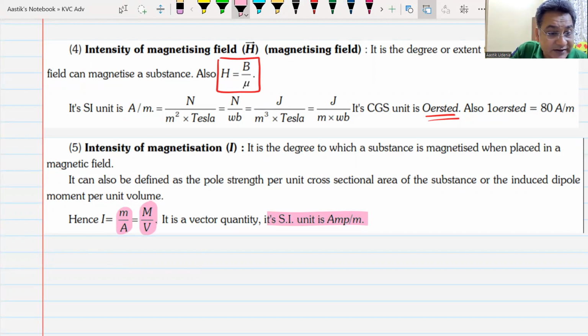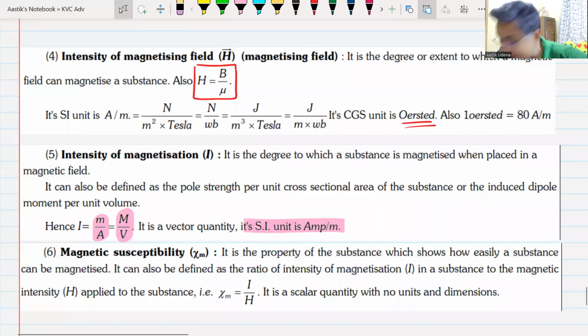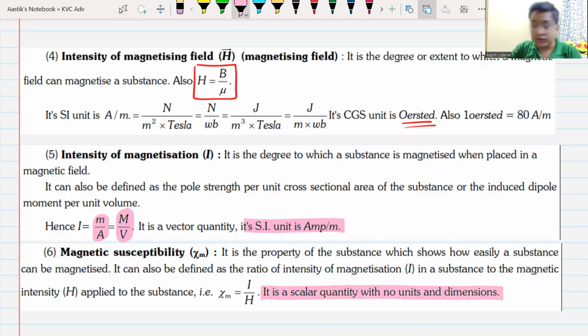The next thing is magnetic susceptibility, XM. You just have to remember this. No way you can understand all these things because they are just definitions, and you will have to remember their definitions, nothing else. Magnetic susceptibility is the ease of magnetizing of a body. How easily the body can be magnetized, XM, and the value of XM is I by H. It is a scalar quantity. It has got no units and no dimension. I'll give you 2 minutes to note this down.